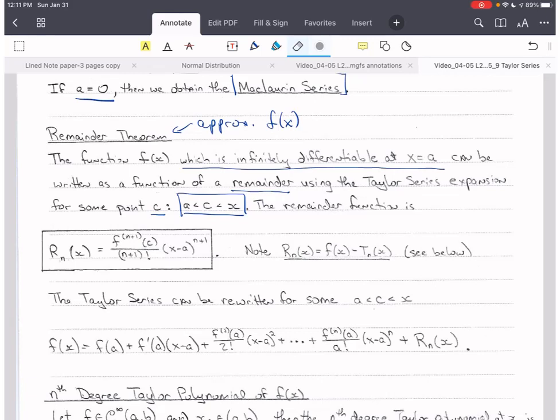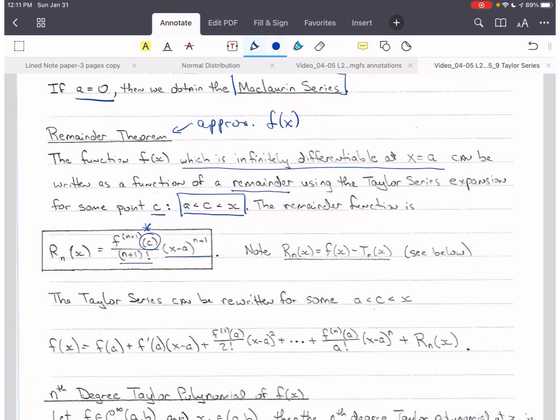Okay, so we've got the n plus 1th derivative at c, not at a, at c. This is important. This is different. And then n plus 1 factorial, and then (x minus a) to the n plus 1.